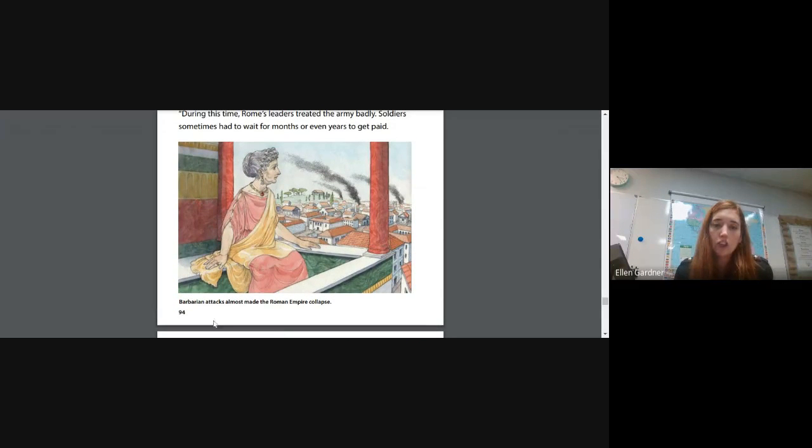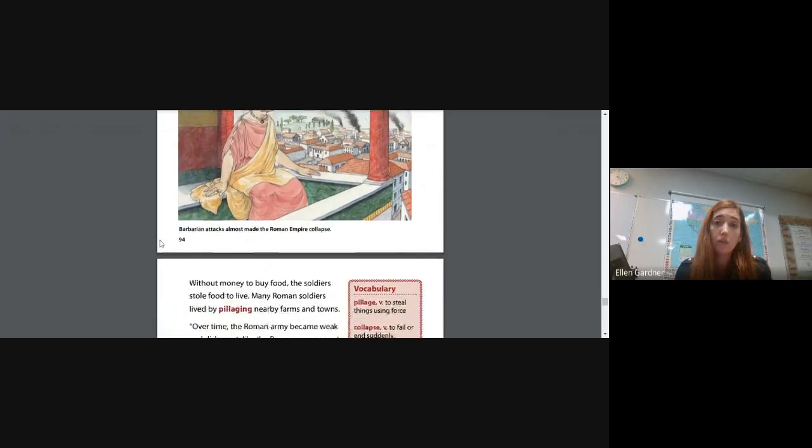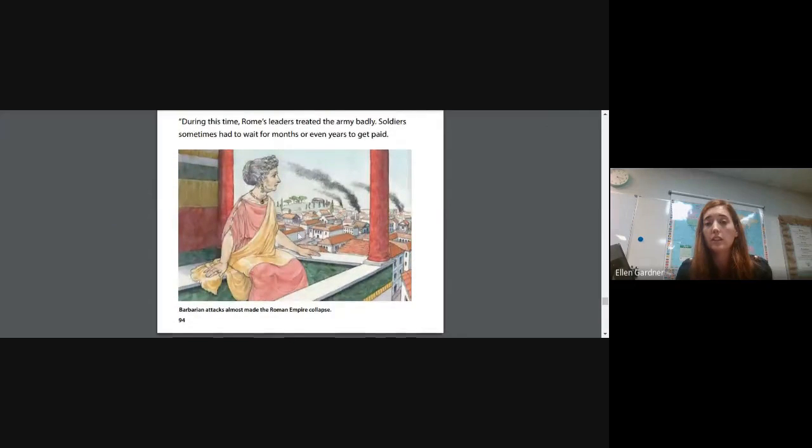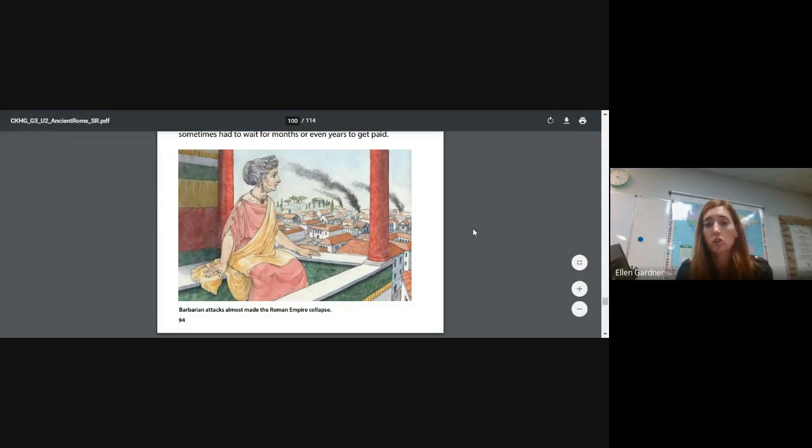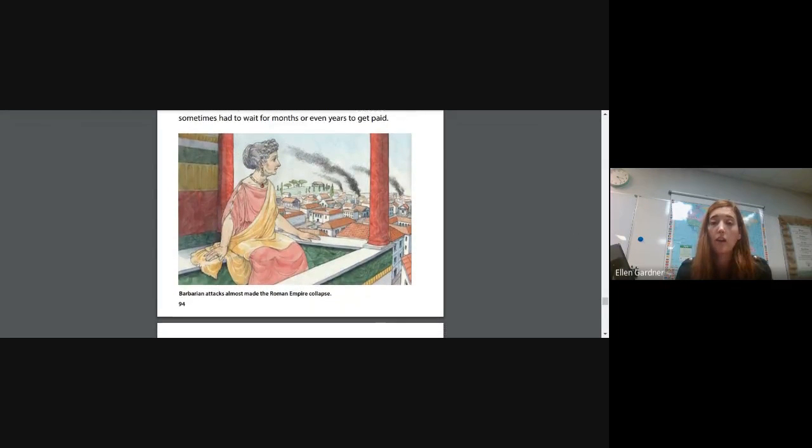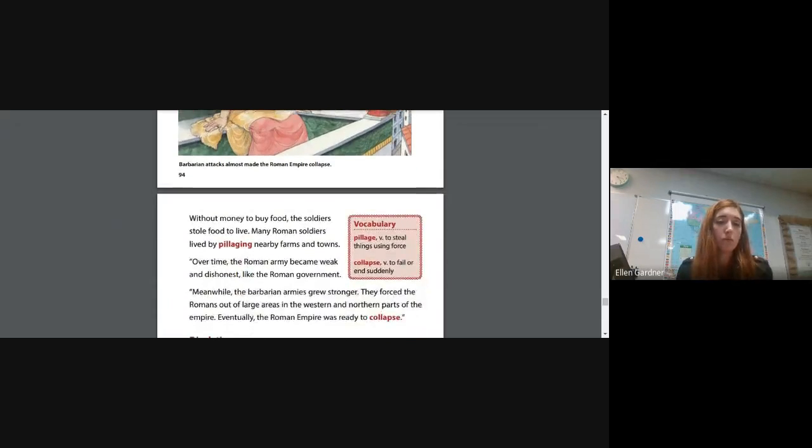So as you can see in this picture, it's showing barbarian attacks, lighting these buildings on fire, almost made the Roman Empire collapse. Once again, with this as well, if the soldiers were able to protect the city more, maybe that wouldn't have been the case. But there were so many other things going on that the soldiers weren't protecting Rome.